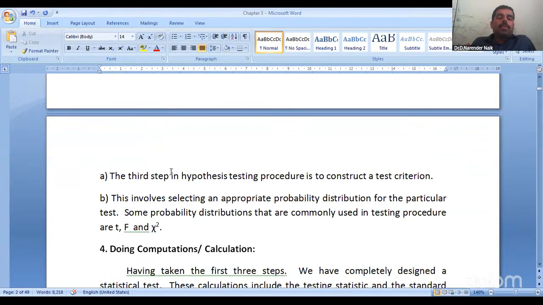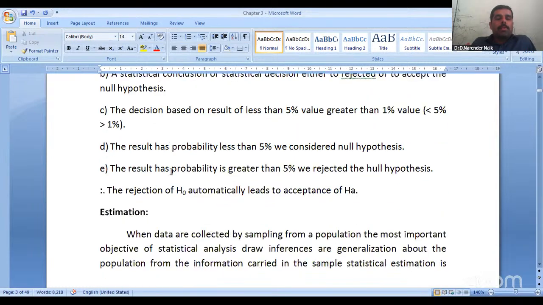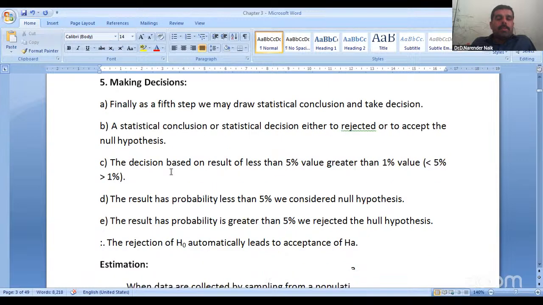Setting a test criteria. So in this test, these are the steps, and then doing calculation and making decisions. Okay, making a decision means right after solving the problem, we need to write a decision. That is very much important.